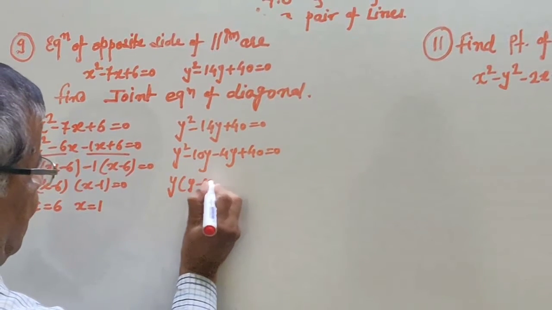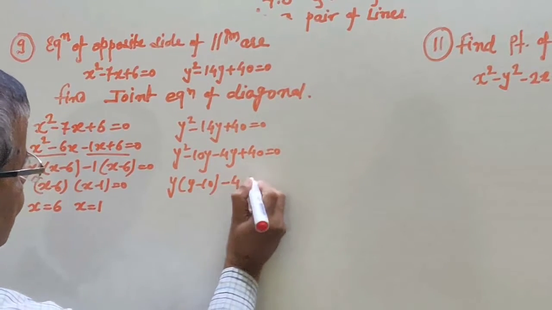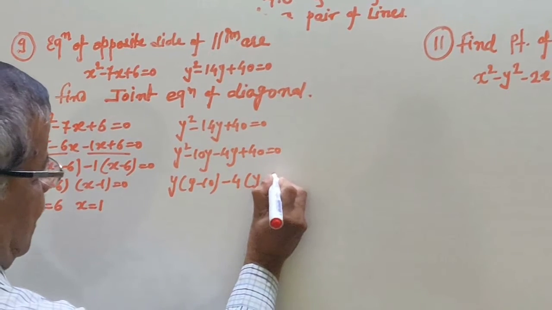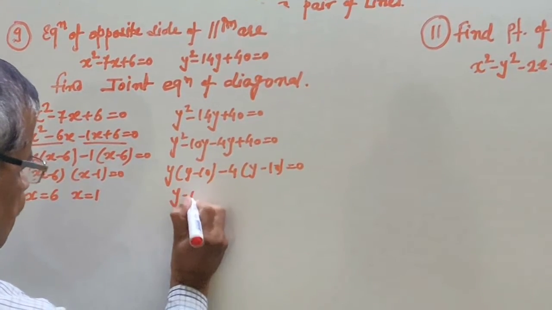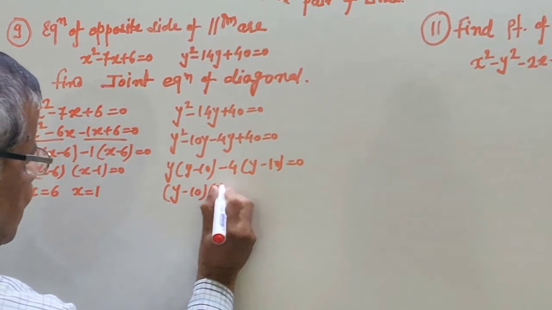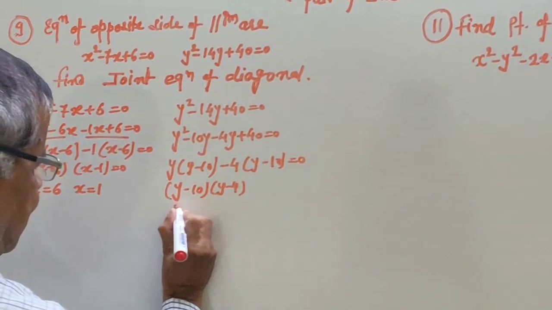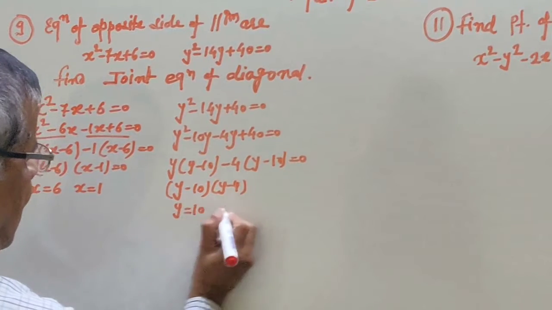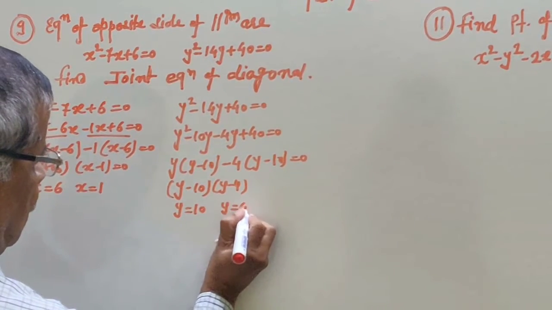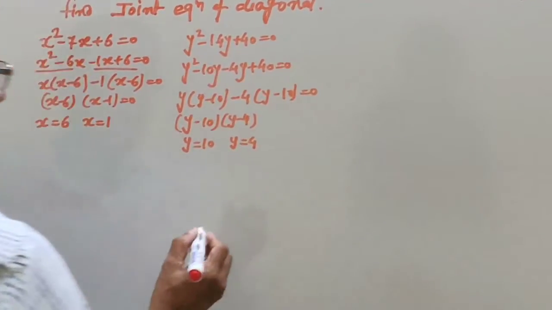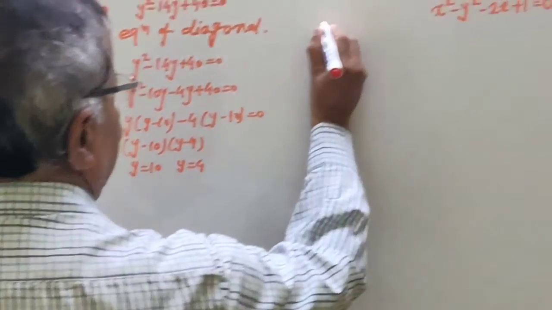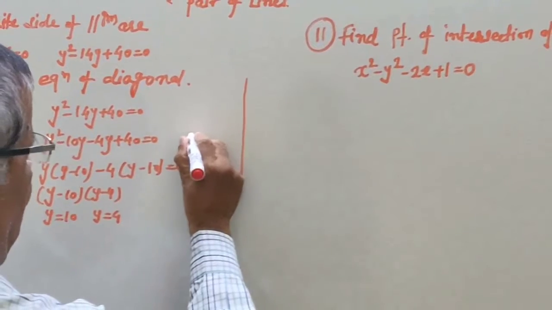Y minus 10, y minus 4: we will take out the common factor, y minus 10 will come. Sign will change. Okay, you know all this. Y minus 10, y minus 4 means I am getting y is equal to 10 and y is equal to 4.